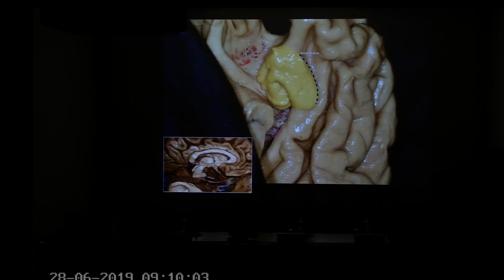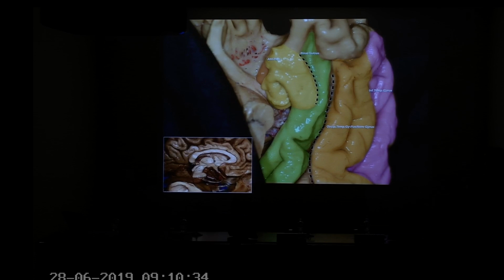Again, the rhinal sulcus, here the parahippocampal gyrus, fusiform gyrus, here the inferior temporal gyrus, the anterior part of the uncus, the apex of the uncus. You see the relationship with the crural cistern and the relationship of the posterior area with the ambient cistern. Here, the pulvinar of the thalamus is hidden behind.